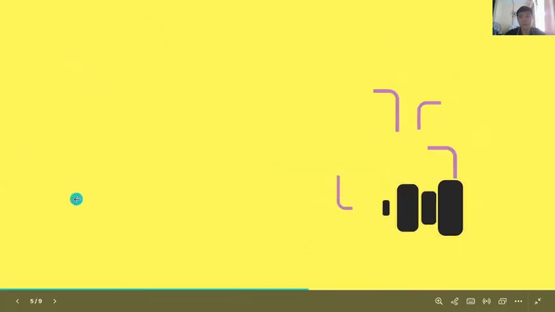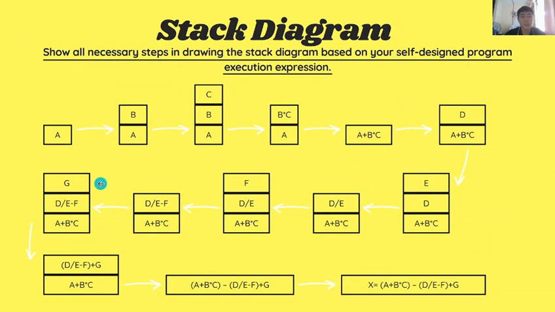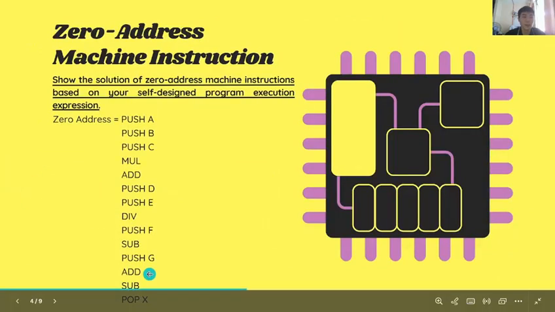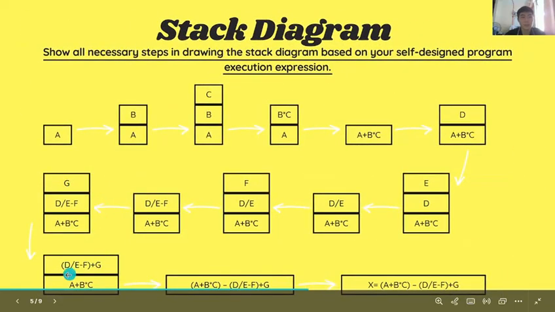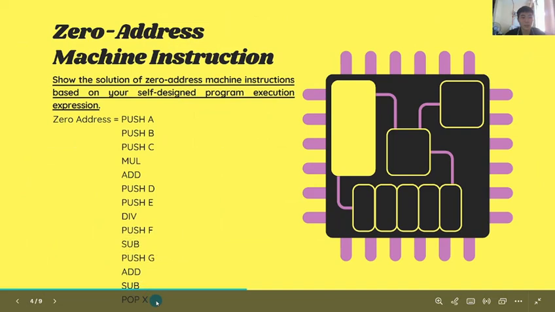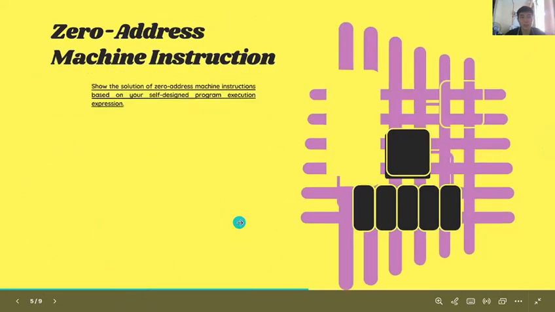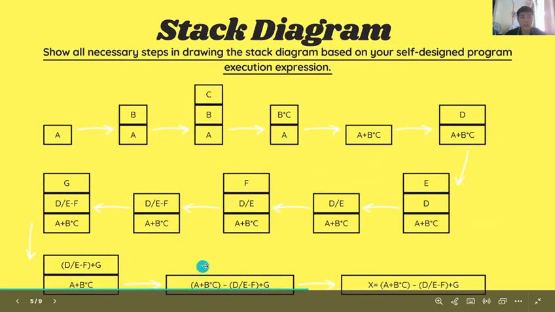Push G. Push G, you just write the G above D divided by E subtract F, like this. And then another instruction is add. Add, you just take the above one to down, so it's like this, D divided by E subtract F plus G. And then another one is pop, subtract. So A plus B multiply C subtract D divided by E subtract F plus G. Take the above one to down, but it is the whole expression, the whole thing to down. So it will form like this, A plus B multiply C.